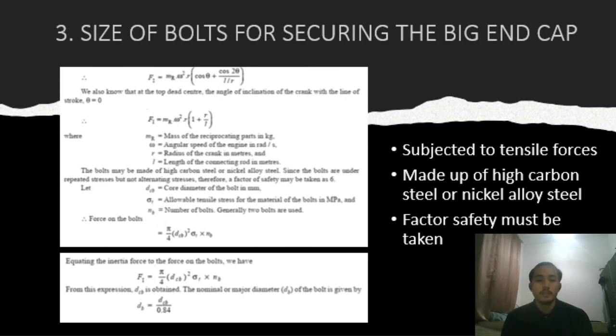Next is the size of the bolts for securing the big end cap. The bolts and the big end cap are subjected to tensile force, which corresponds to the inertial force of the reciprocating parts at the top dead center on the exhaust stroke. The bolts may be made of high carbon steel or nickel alloy steel. Since the bolts are under repeated stresses but not alternating stresses, a factor of safety may be taken on the bolts as the figure shows.